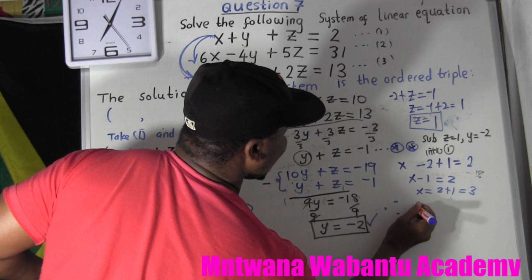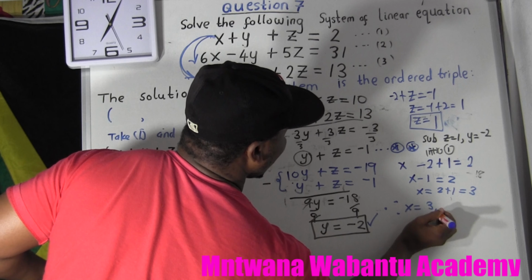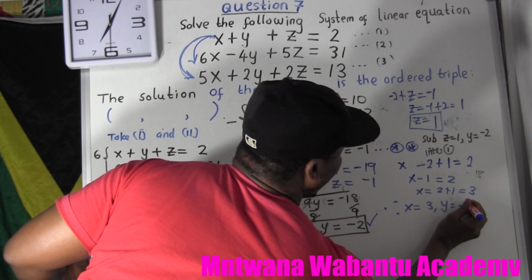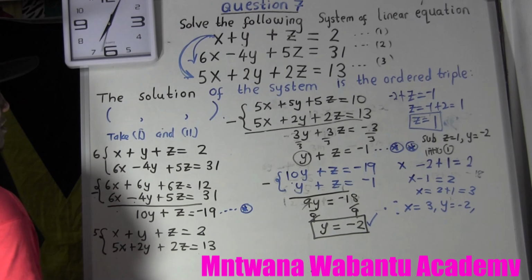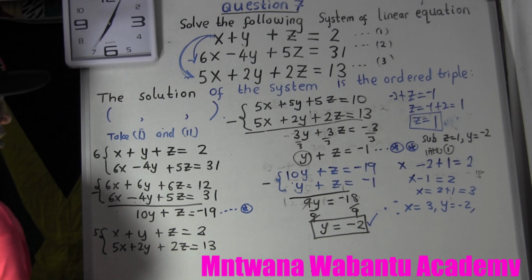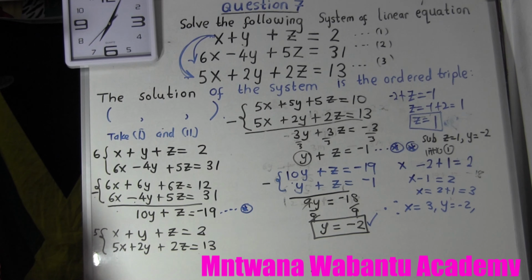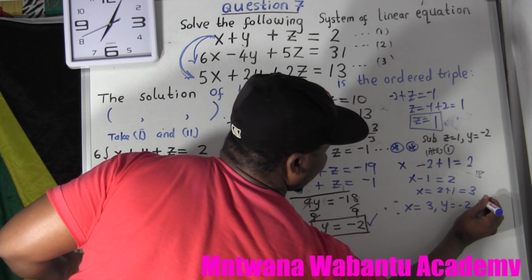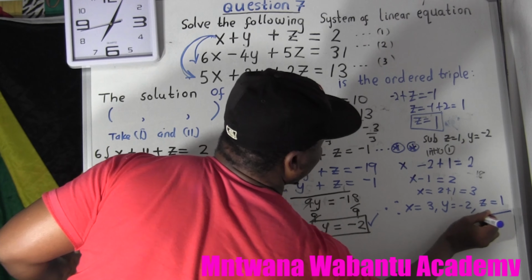So finally, our x equal to 3, our y equal to -2, and our z, what is our z? I can see z equal to 1. Z equal to 1.